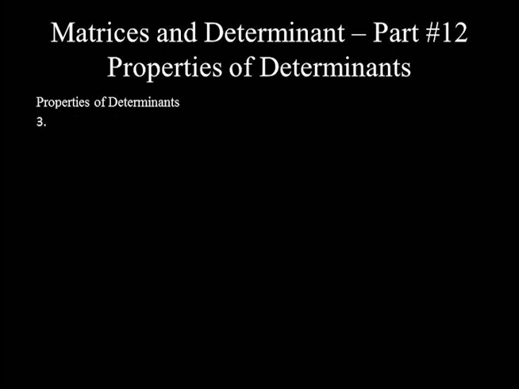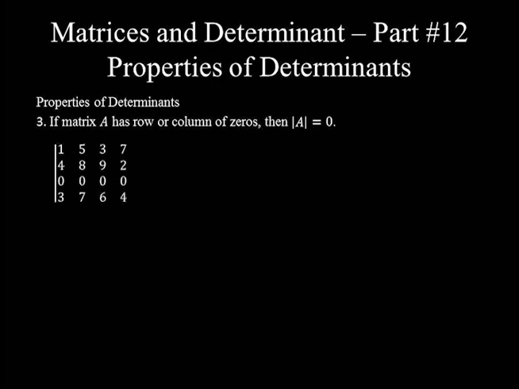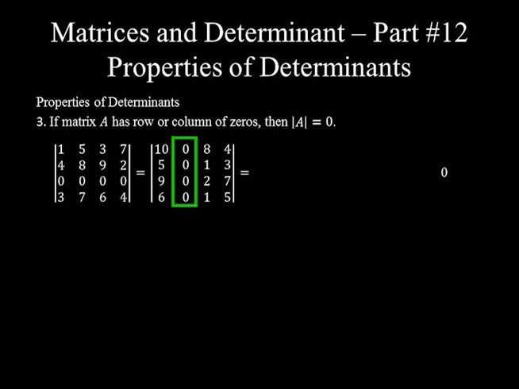The third property: if matrix A has a row or column of zeros, then the determinant of matrix A equals 0. When we say row or column of zeros, we mean that if all elements of a given row or column are 0, the determinant of this 4 by 4 matrix is equal to 0 because all row 3 elements are zeros. In similar manner, the determinant of this second 4 by 4 matrix is equal to 0 because all column 2 elements are 0.